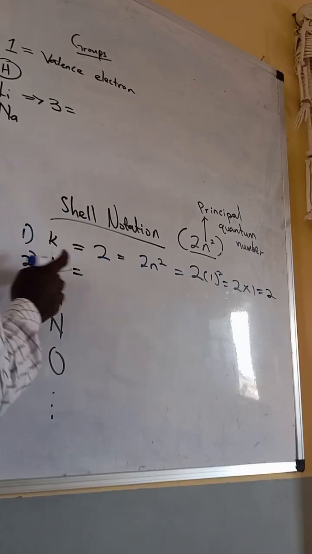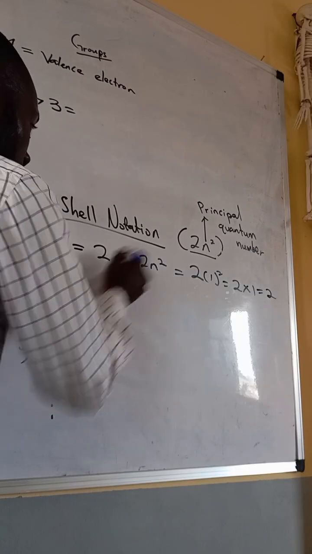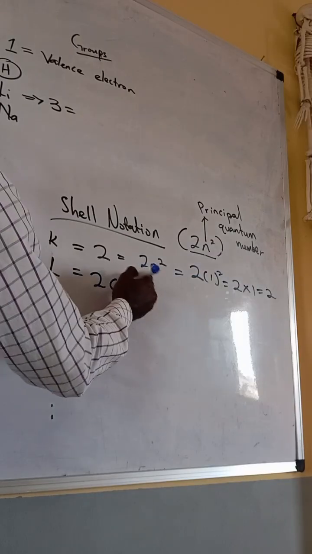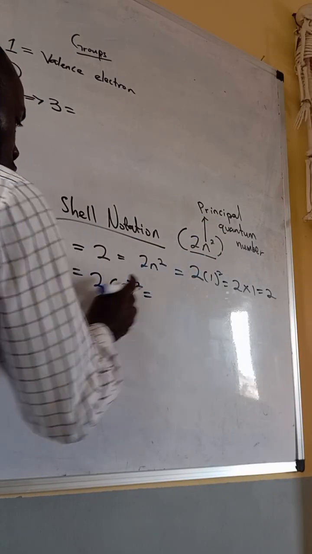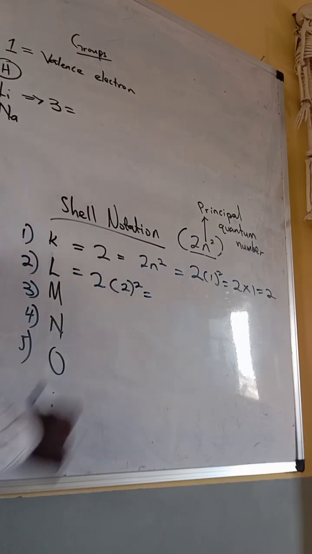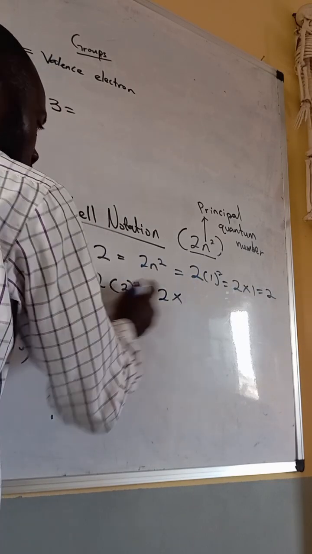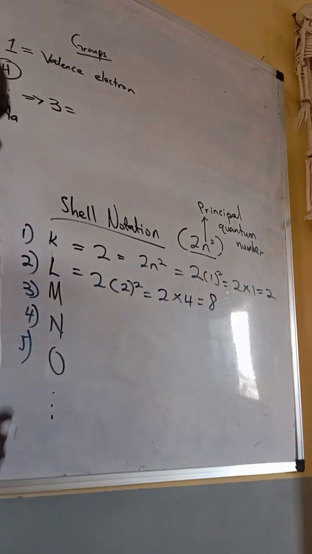Let's check the number for the L shell. Use the formula 2n squared. What is n? 2. Put the 2 here, raised to the power 2. 2 raised to the power 2 is 2 times 2, which is 4. So we now have 2 times 4, which is 8. So the maximum this shell can contain is 8.